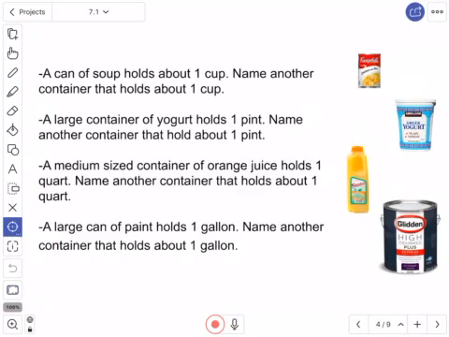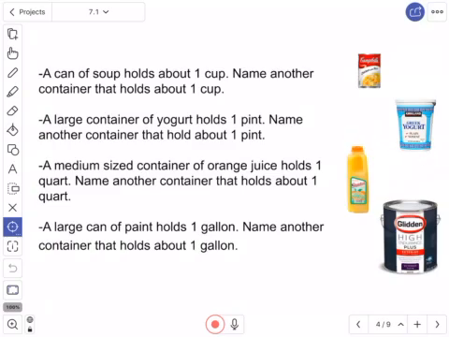I have a couple of big teacups that I use when I want to drink a lot of tea. But this one's a smaller one, so this one holds about a cup. So you can just think about some of the cups or mugs that you have in your kitchen at home that might hold a cup. A large container of yogurt holds 1 pint. So if you or anybody in your family eats yogurt, maybe you've seen these yogurt containers at the store, that holds about a pint.